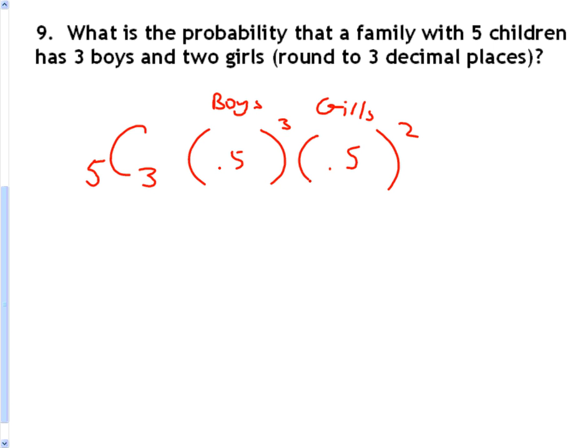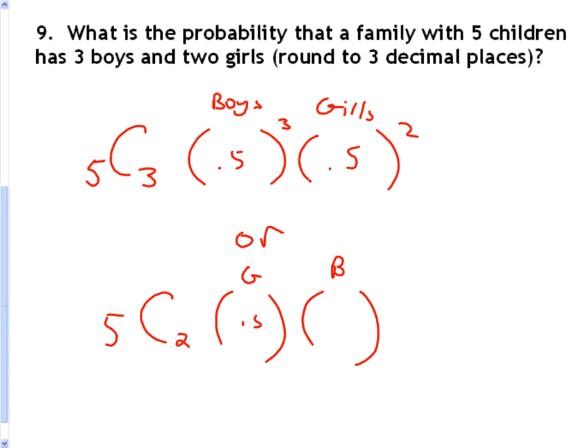That is right. Okay, and now there is another way you could have set it up. If you didn't want to focus on the boys in the situation, you could have focused on the girls. And then you'd say 5 choose 2 girls. And then this is going to be girls, and this is going to be boys. Still a 50-50 of that. Then 2 girls means 2 of those, and then 3 of these. All that changed is that I switched around these 2.